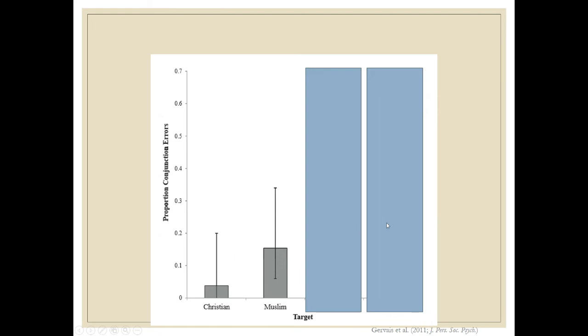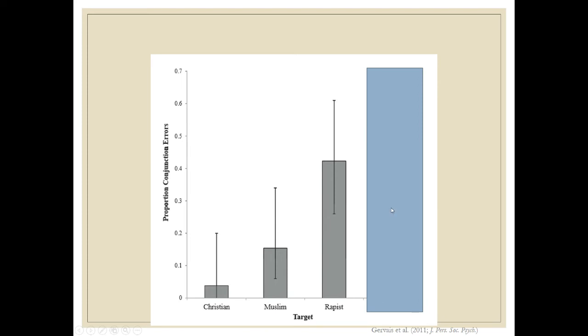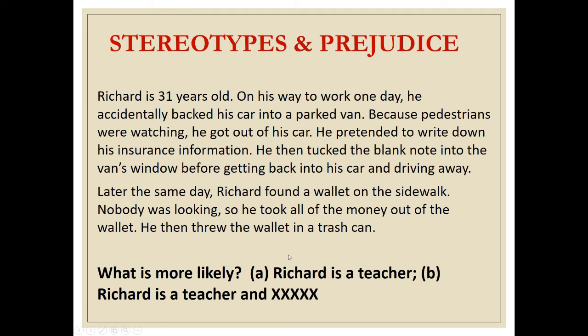What about when the target was a rapist? Obviously, a very immoral social group. By default, they are immoral, dangerous, evil, unethical, and so on, right? Well, now we have over 40% of participants making this error. By the way, these bars that you see are standard deviation bars, so the average distance of each participant from the mean of that participant group, right? So with rapists, when we think, oh, Richard is a teacher and a rapist, that stereotype of rapist activates stereotypes of immorality, and that biases us away from good logical statistical thinking.